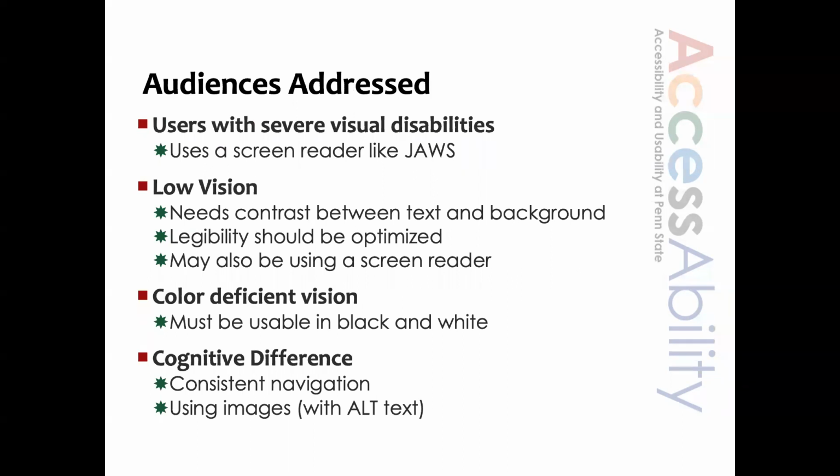Low vision, we talk about brightness, darkness, contrast between the text and the background. And this is also important for students with color deficient vision, and also cognitive differences. So making sure you use consistent navigation, consistent formatting. And also images actually are often a good thing for this audience. So we never discourage use of images or icons. We just want to make sure they have the right alt text.